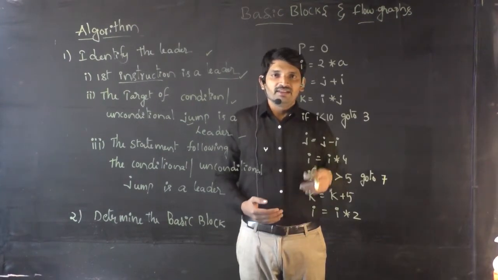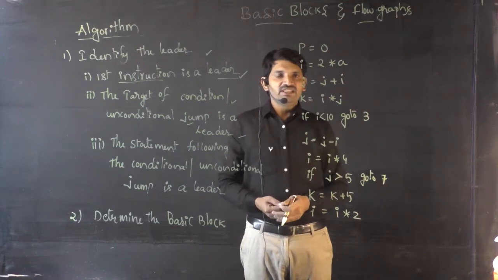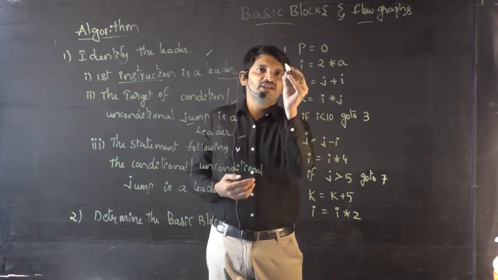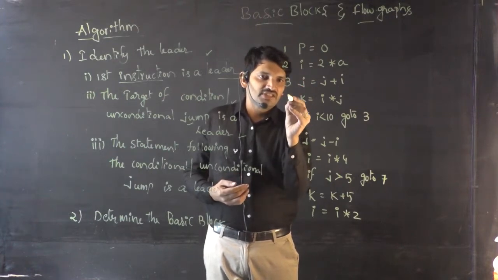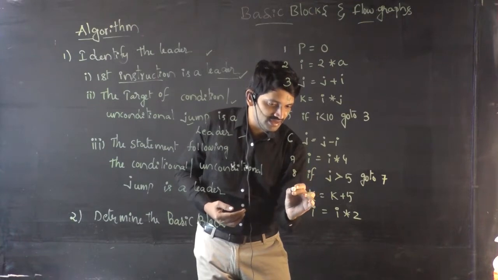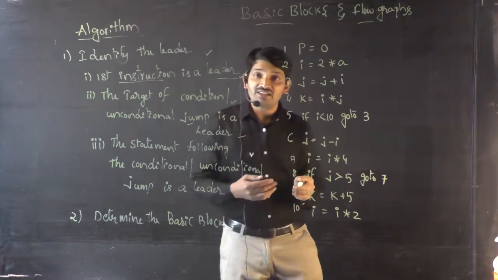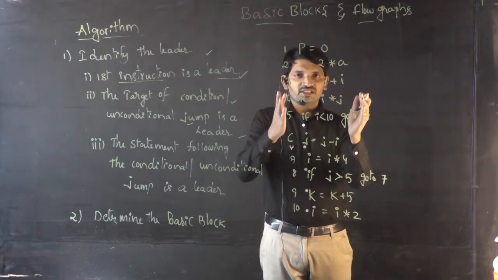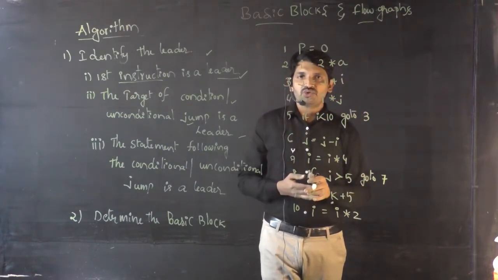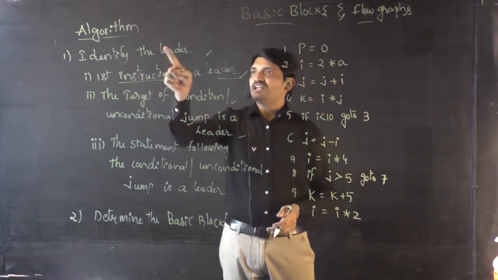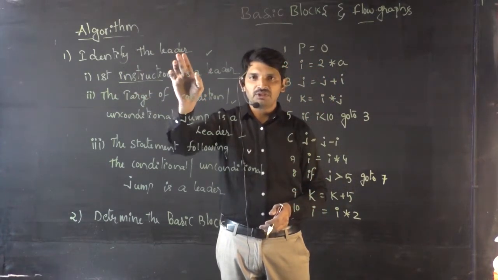Okay, let us take another example. So this is the 3 address code given to me. I want to number these instructions as 1, 2, 3, 4, 5, 6, 7, 8, 9 and 10. So totally 10 instructions are given to us. Now my target is to construct basic blocks from these 3 address code instructions. So as per rule number 1, identify the leader. This is the first step in the algorithm.